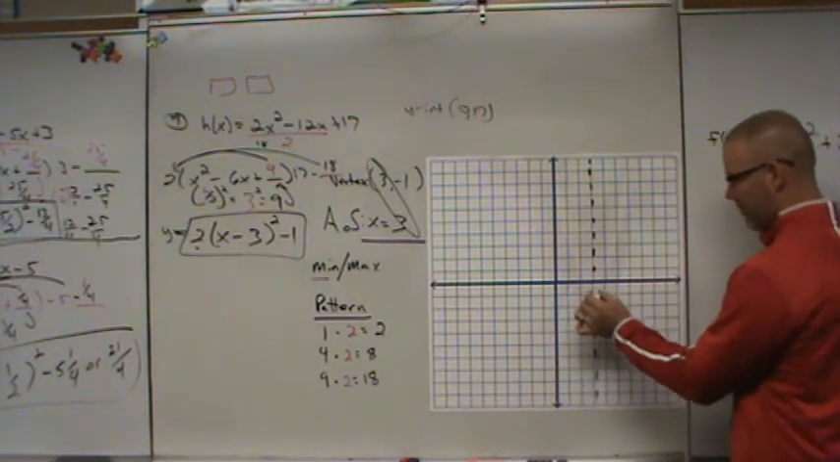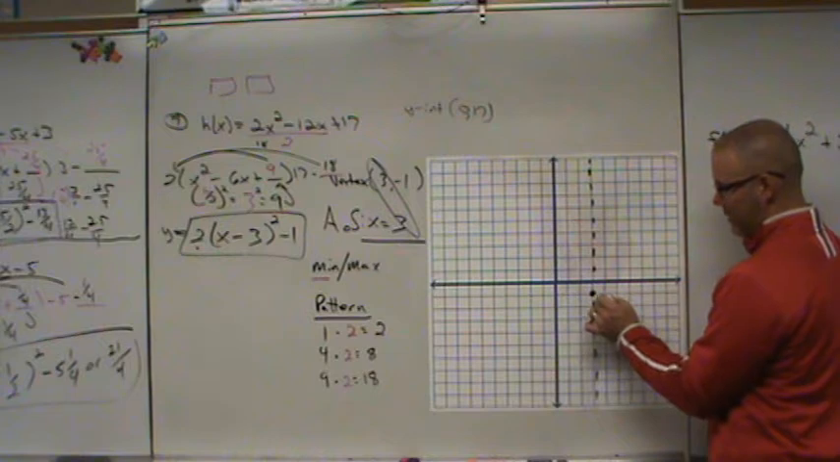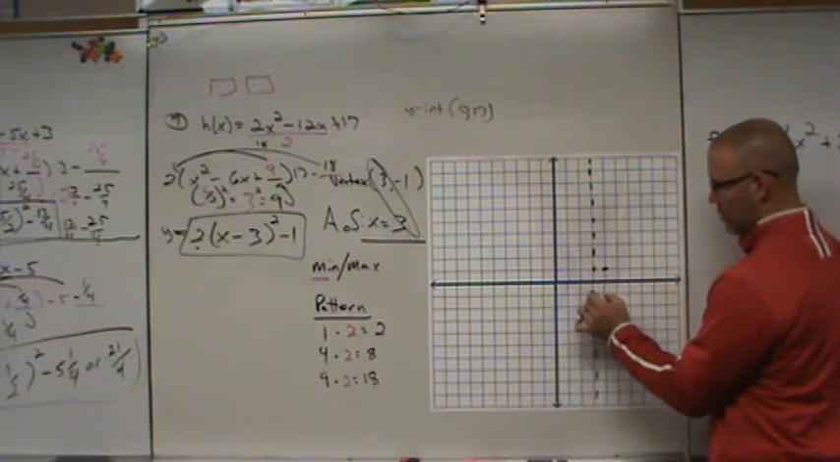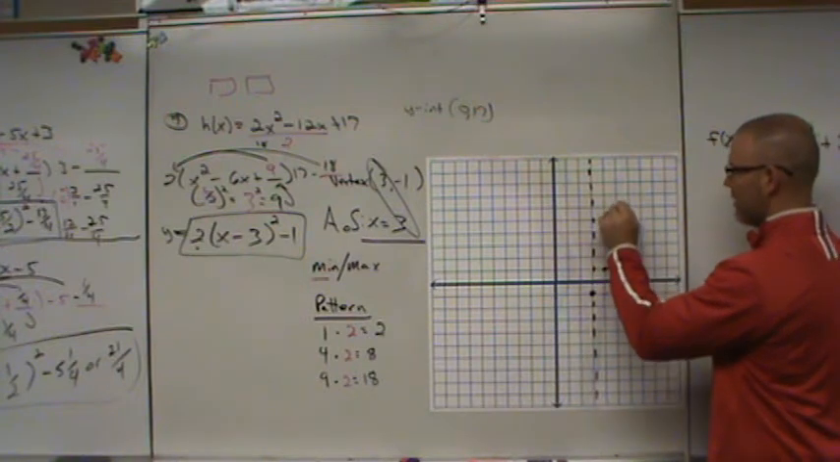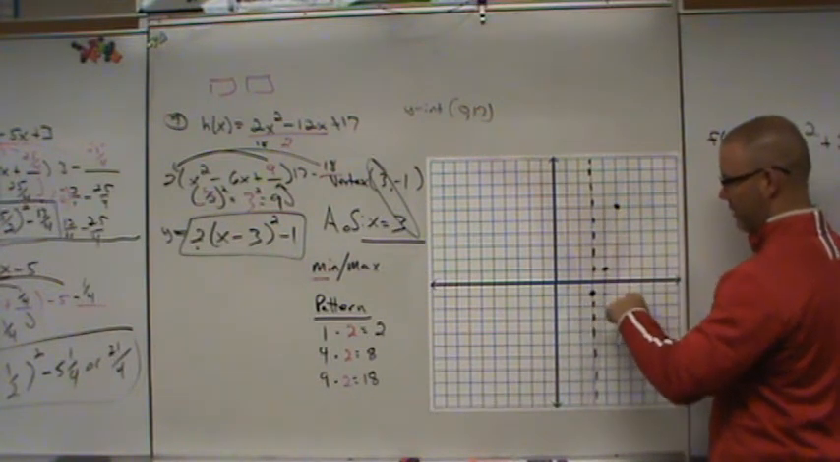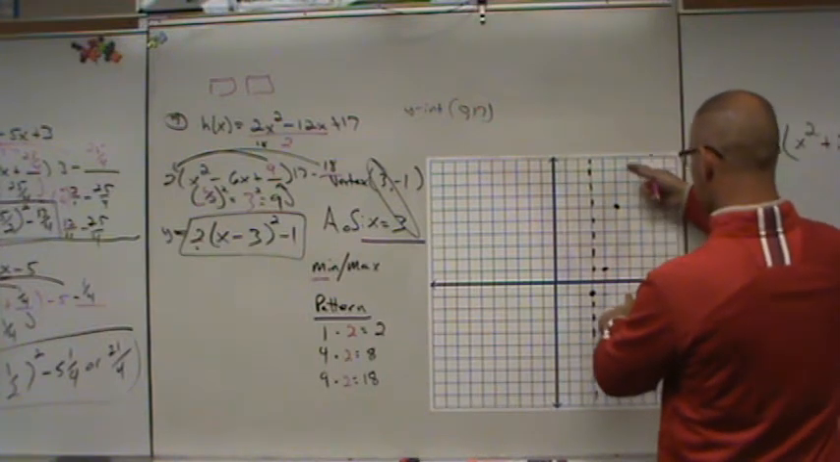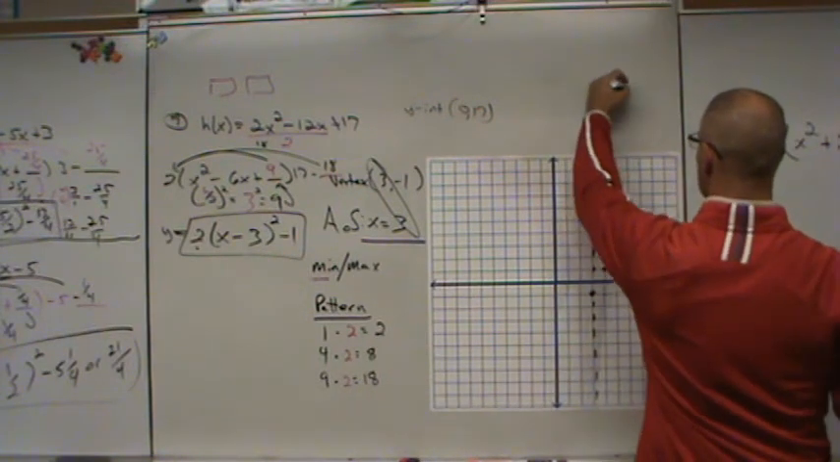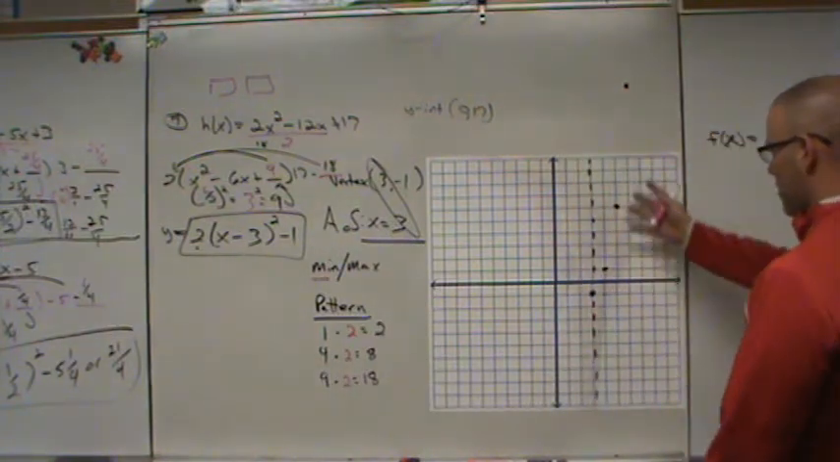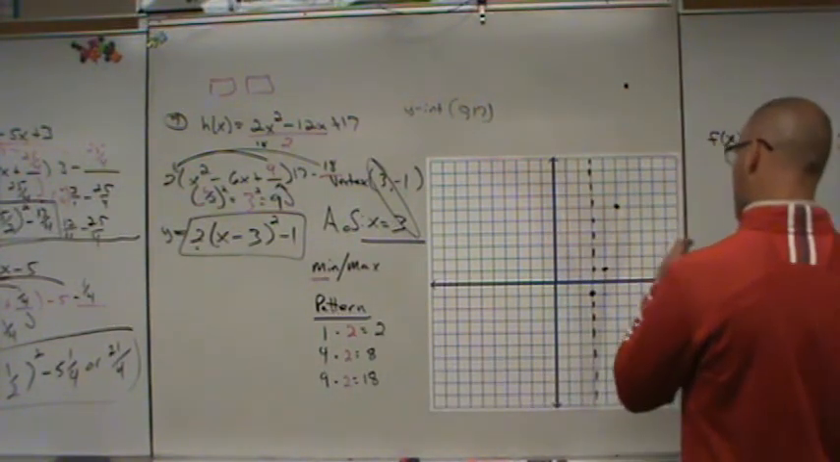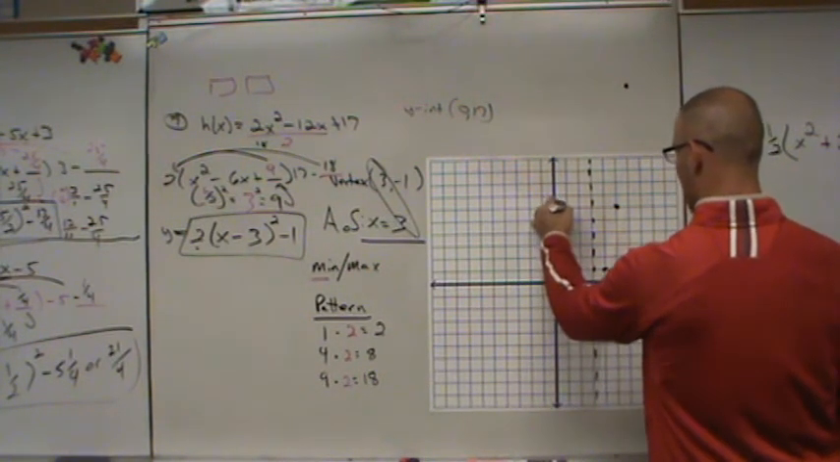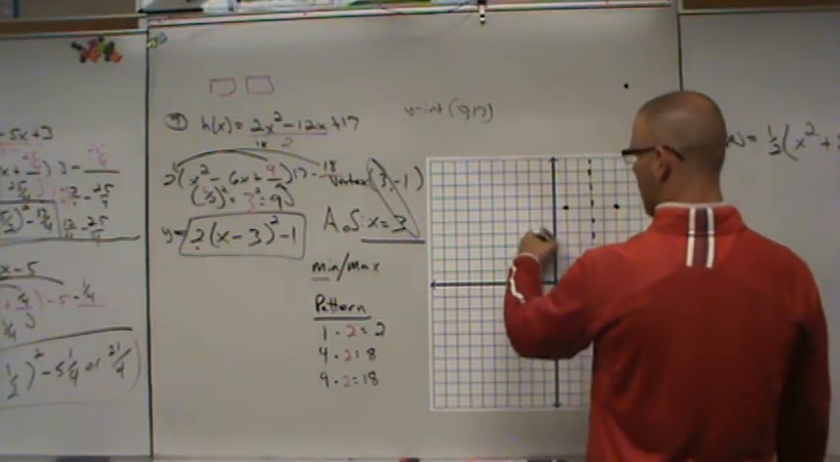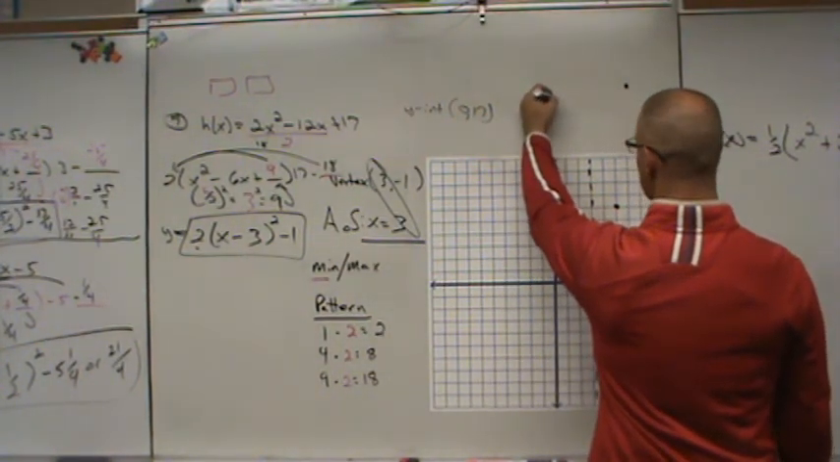I come over and start at my vertex. If I go right 1, instead of going up 1, I go up 2. So right 1, up 2. Right 2, instead of up 4, it's up 8. So 2, 4, 6, 8. Instead of going right 3 and up 9, I go right 3 and up 18, which is going to be way up here. It's just off my graph. Now I mirror that on the other side. Left 1, up 2. Left 2, up 8. Left 3, up 18.